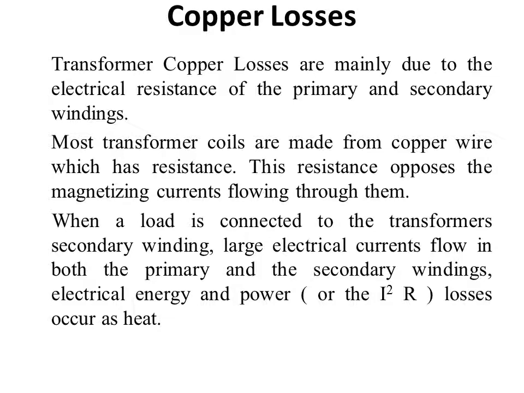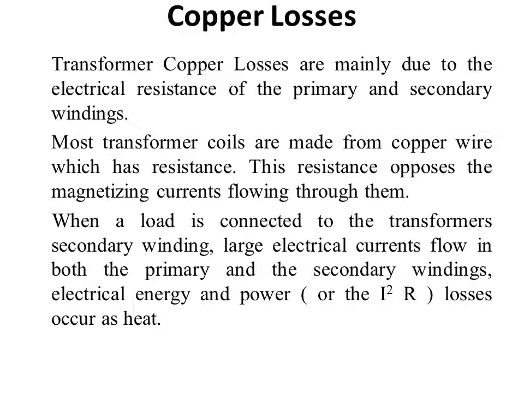The next type is copper loss. Copper loss is a variable loss. What is the reason for copper loss? It is mainly due to the electrical resistance of the primary and secondary windings. The primary and secondary windings are not a pure inductance or pure coil. Practically, they have some resistance. Because of that resistance, when current flows through the primary winding, voltage drop or power dissipation takes place. Because of that, losses take place in the transformer.